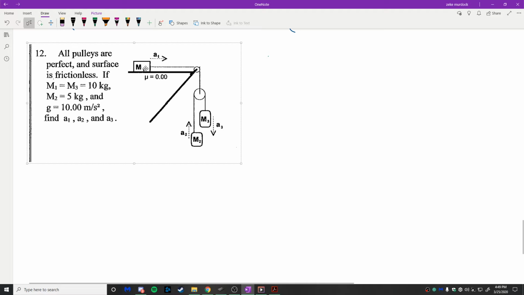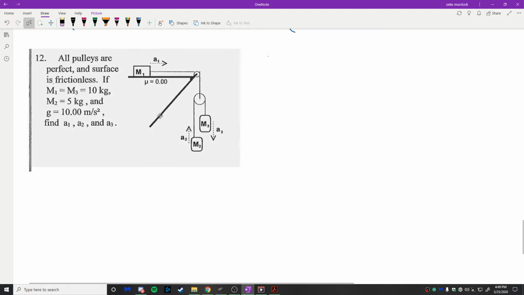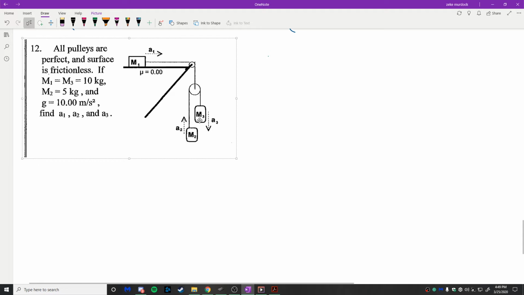So look at what's going on here. We've got a basic mass with a rope connected to a pulley, but then on the pulley, this is sometimes referred to as an Atwood machine. You've got a mass and another mass, right? This one is accelerating at A2, this one's accelerating at A3, and this one's accelerating at A1.